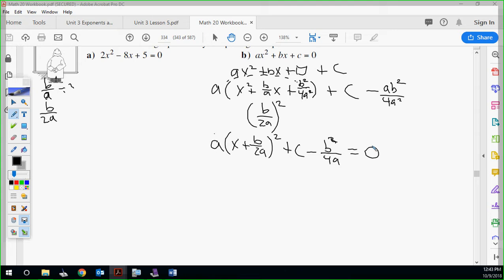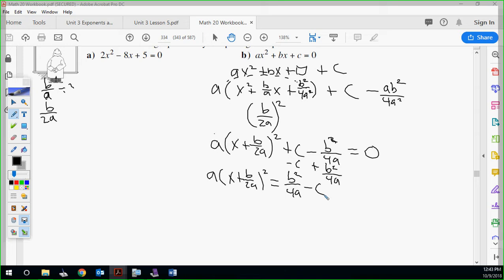Okay, we're going to move these two over, right? Add the b squared over 4a minus the c. Okay, so equals. I'm just switching the order to the positive ones first. It doesn't matter. You can write negative c plus b squared over a, that's fine.